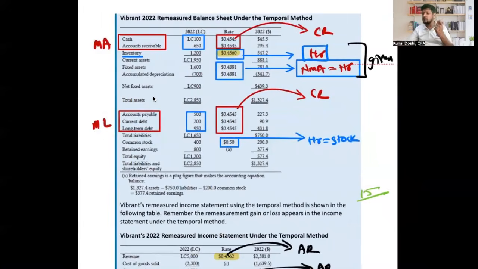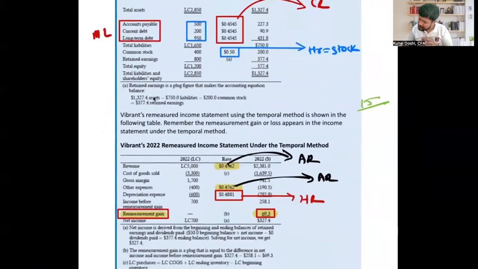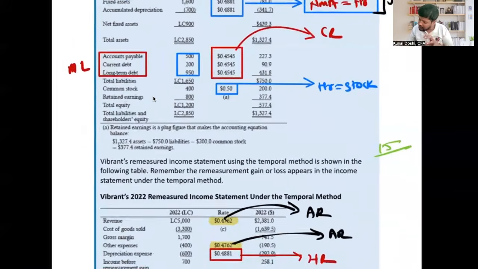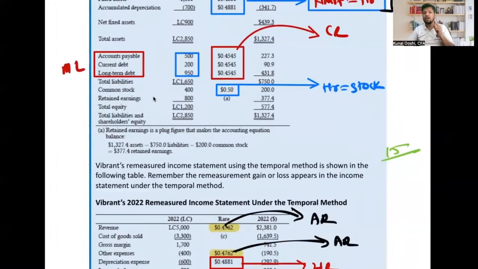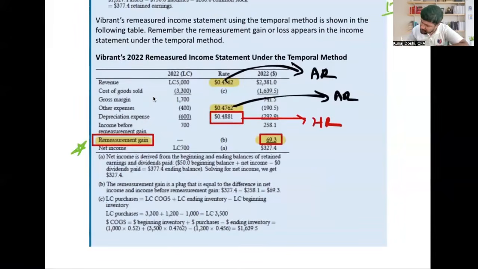And in the temporal method, you will see monetary assets are recorded at the current rate, but non-monetary assets and expenses related to that are at the historical rate, same as equity. This is the issue, and therefore here, whatever remeasurement gain or loss you see is already in the income statement. It's not recorded separately as a CTA. So there is no CTA under the temporal method. Remember this.